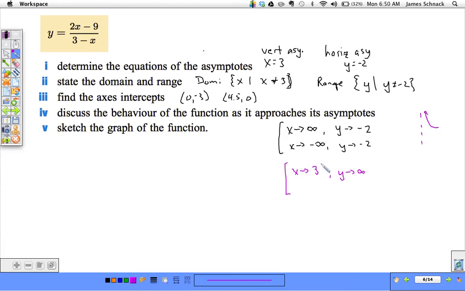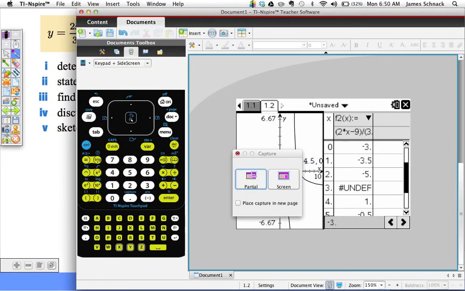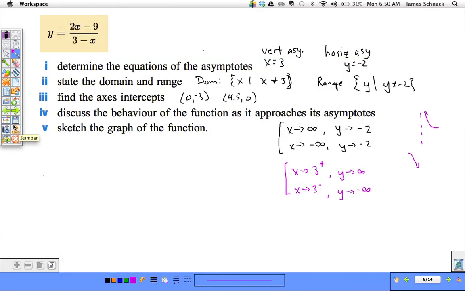As we approach 3 from the positive side, we can show that with a little plus, y is going upwards. As x gets closer to 3 from the negative side, y is approaching negative infinity. That is, y is going down. And now we want to sketch the graph. We have the calculator, we have the information that we've written down. This should be easy peasy lemon squeezy from here.